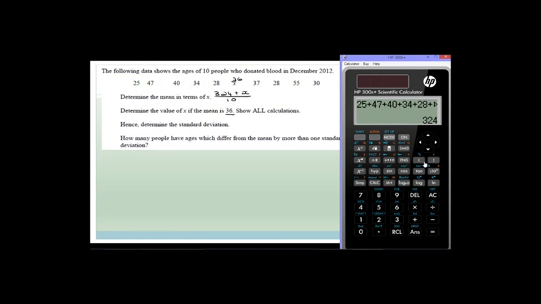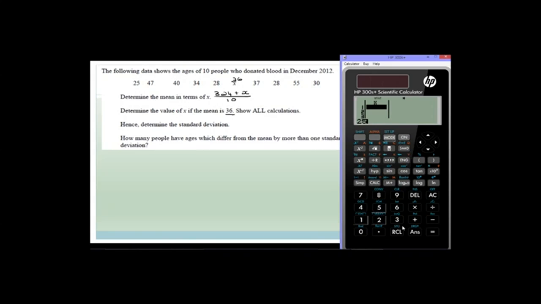Now it says, hence determine the standard deviation. Okay, so now we're going to use our calculator to work out the standard deviation. The first thing we need to do is get it into your mode, into the stat. We're going to choose stat, then one variable. And now we're going to put all the numbers in.